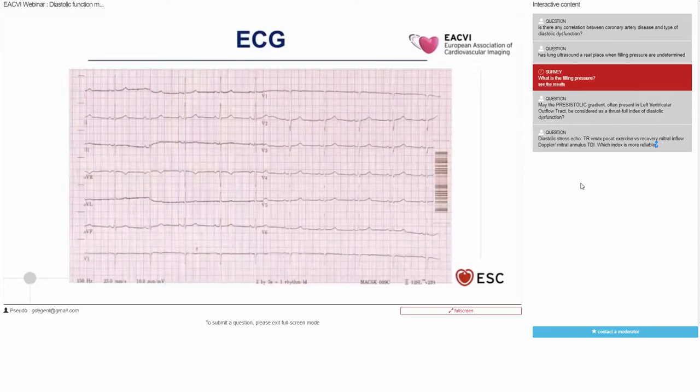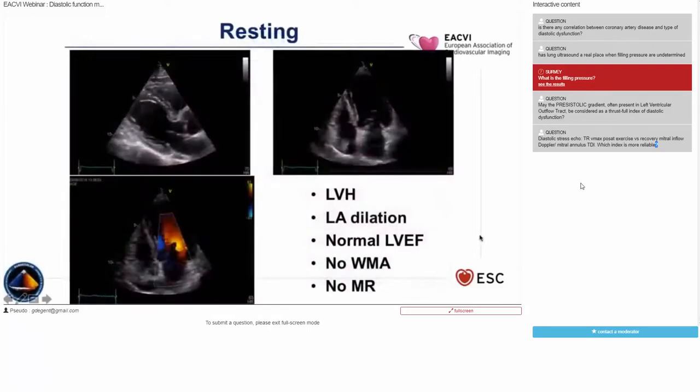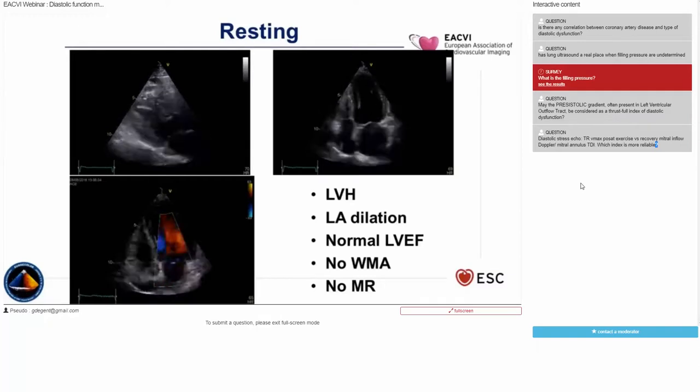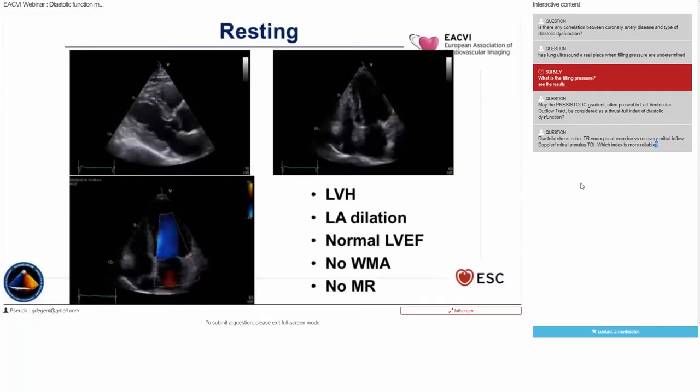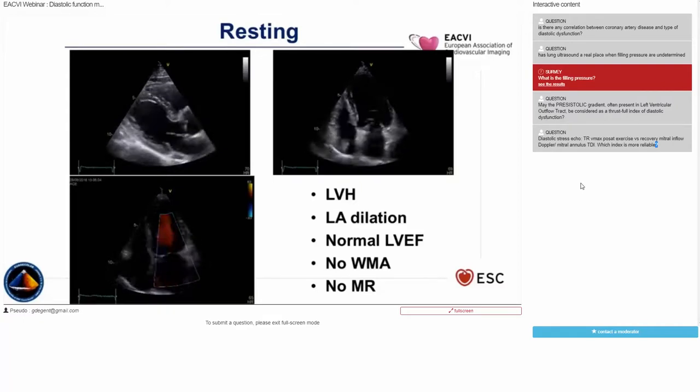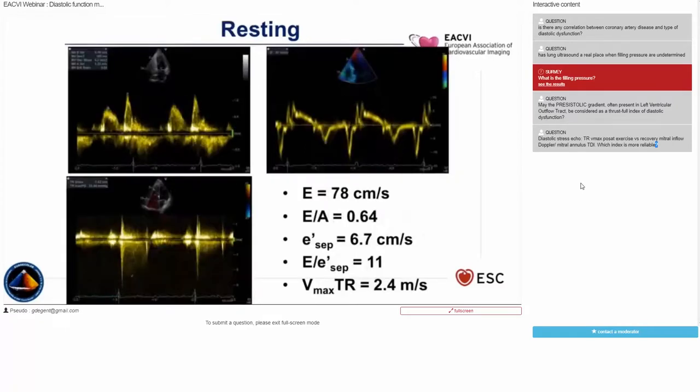The ECG, I would say, is unremarkable. It is normal sinus rate, no particular signs of left atrial dilatation or even left ventricular hypertrophy. If you look at her echo, you can see the patient has left ventricular hypertrophy, the left atrium is dilated, LV ejection fraction is normal, and again, no wall motion abnormalities, no significant mitral regurgitation.